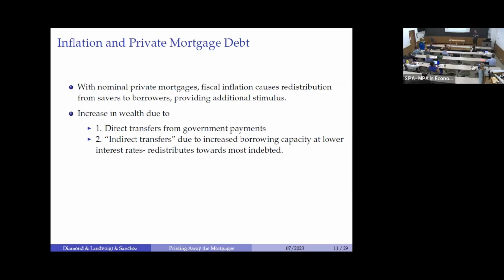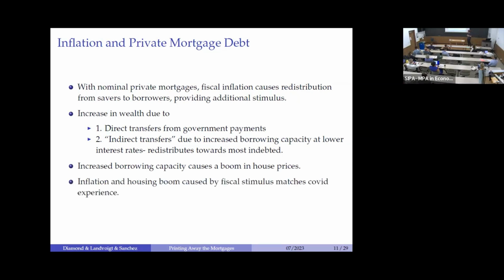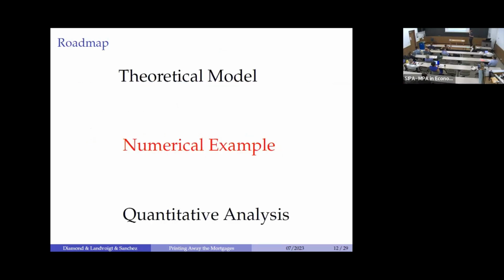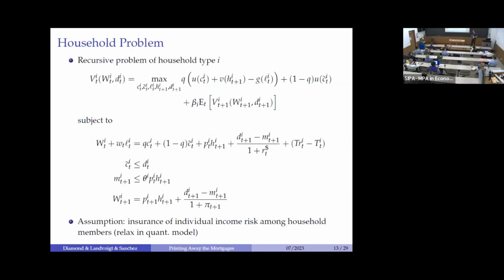So borrowers get extra stimulus, savers get maybe a little bit less because of this redistributive effect of inflation, which you only get when you don't pay for your stimulus with future taxes. And because of that, we get a boom in house prices because borrowers are the ones who are the most credit sensitive in their housing demand. So let me show you the medium-sized model now. I think this one I'll go through relatively quickly for the sake of time.